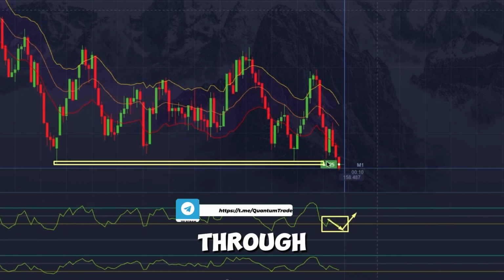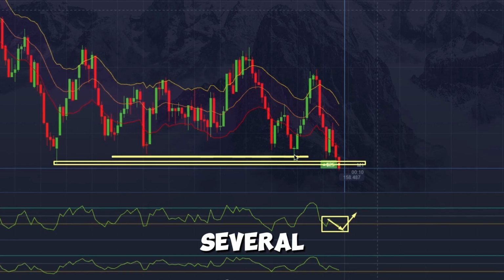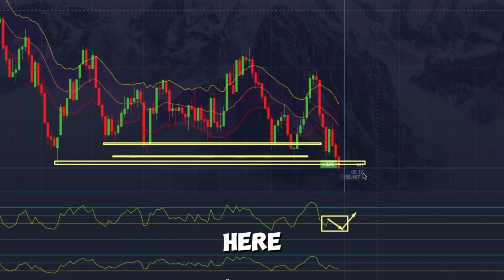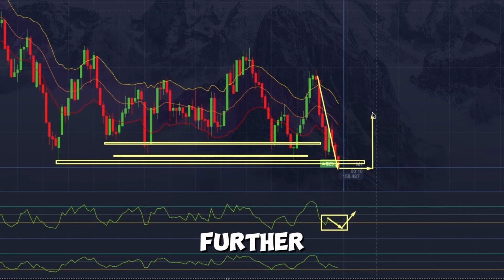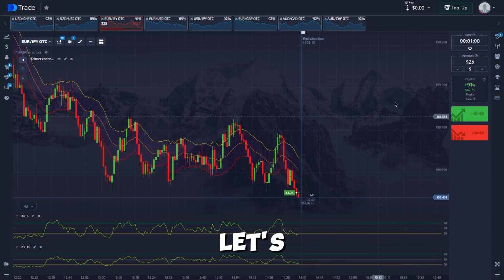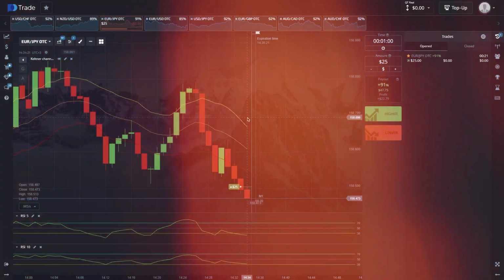And then we broke through a good support area. We had several touch points here. Our movement went outwards through the Keltner channel, and I think the further dynamics should go up. Let's look at the result of the first transaction.